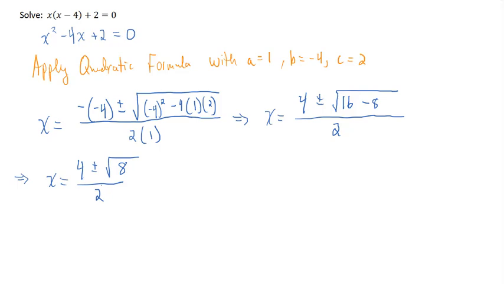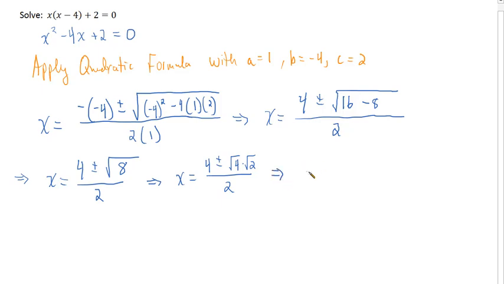We can simplify that radical. The square root of 8, recall, is the same as the square root of 4 times the square root of 2. So x is equal to 4 plus or minus the square root of 4 times the square root of 2 over 2. And the square root of 4 is 2. So x is equal to 4 plus or minus 2 root 2 over 2. And now I see that I have a common factor of 2 between the numerator and denominator.